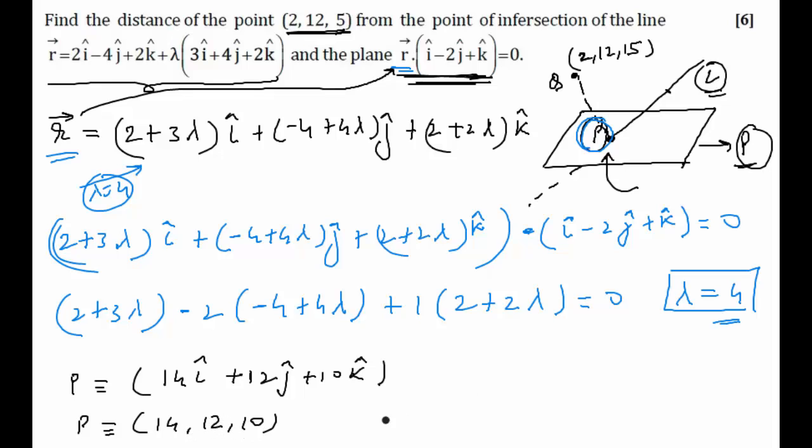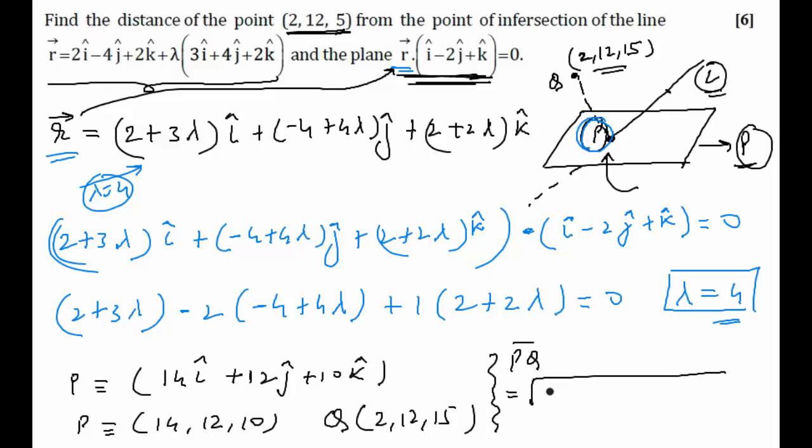So I very well know what is P, and I also know Q, from which I need to calculate the distance. Q is given by 2, 12 and 15. So now I will use distance formula directly to get the distance of PQ line segment. It will be under root of 14 minus 2 whole square plus 12 minus 12 whole square plus 10 minus 15 whole square, that is 5 whole square, and this becomes 13. So the distance between the 2 points is equal to 13 units.